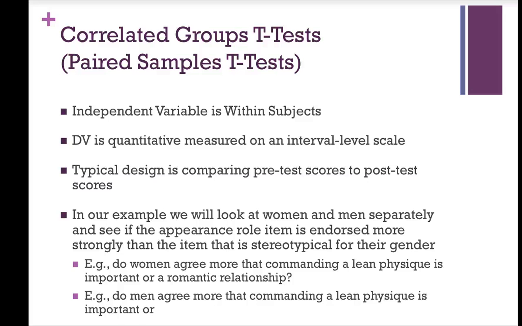And typically this is used when you have one group of people, you're looking at a pre-test score compared to a post-test score. But in our example, what we could do is look at women separately and see whether they agree with one of those scale items more than another. So compare their responses, for example, to commanding a lean physique. Is that more important than a romantic relationship, which is a traditionally feminine thing to care about? I can do something similar for men, but compare the leanness item to how important being an authoritative expert is. So let me take a look at that in SPSS.